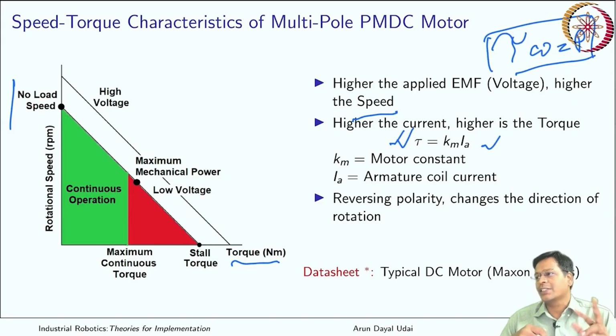Reversing the polarity changes the direction. As a basic principle, if a conductor is carrying current in this direction and sees a force like this, if you reverse the polarity, it will see the force opposite to it. It is quite easy to understand. This is what creates a negative couple, and finally the negative direction of rotation. So this DC motor is very well controllable for speed, torque, and direction also.